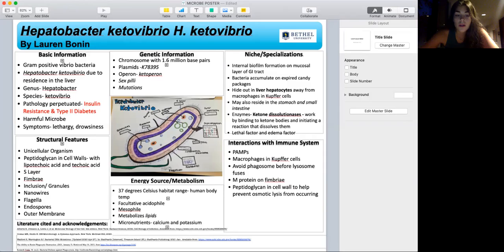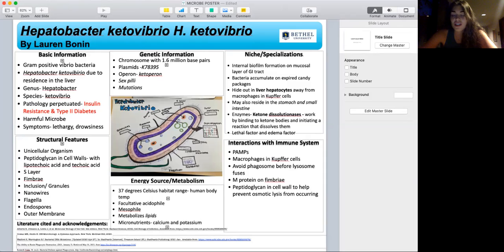They also can reside in the human body, 37 degrees Celsius. They are facultative acidophiles because they can also reside in the stomach, but they also can go into the small intestine, which is a higher pH. Mesophile because, again, living in the human body. They also require micronutrients such as calcium and potassium.